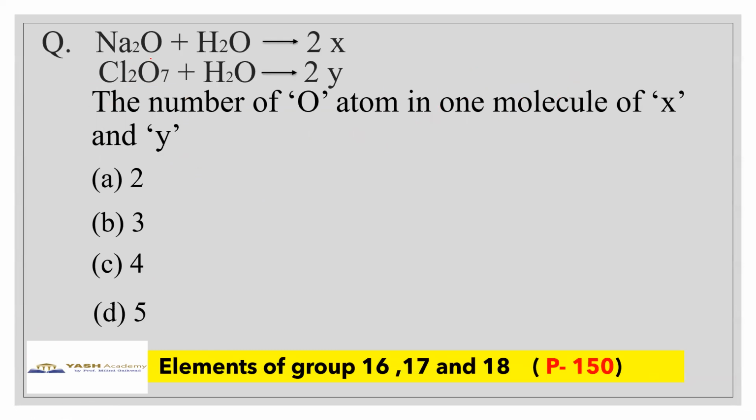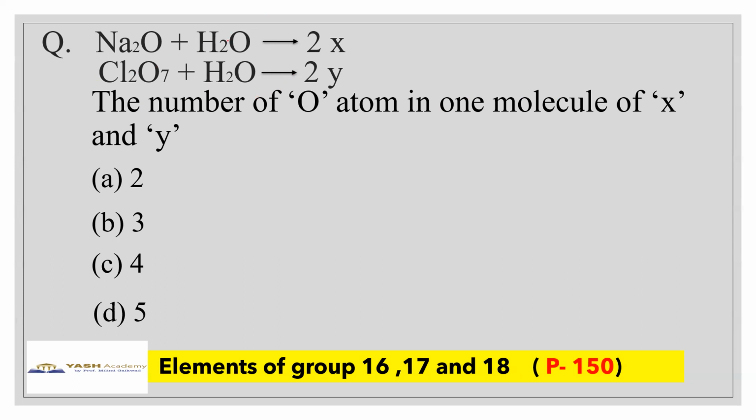Next question. Now here you are given Na2O plus H2O gives twice of X, or 2 moles of X, and Cl2O7 plus H2O gives twice of Y. The number of oxygen atoms in one molecule of X and Y: 2, 3, 4, 5. Again, this question is from elements of group 16, 17 and 18, page 150.